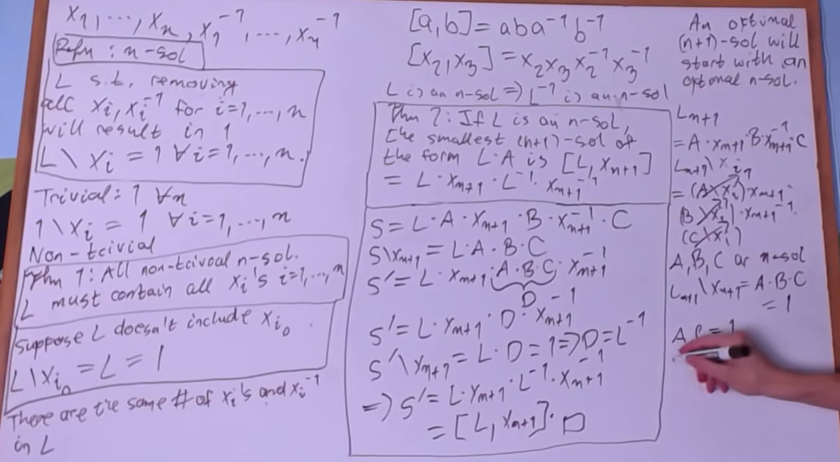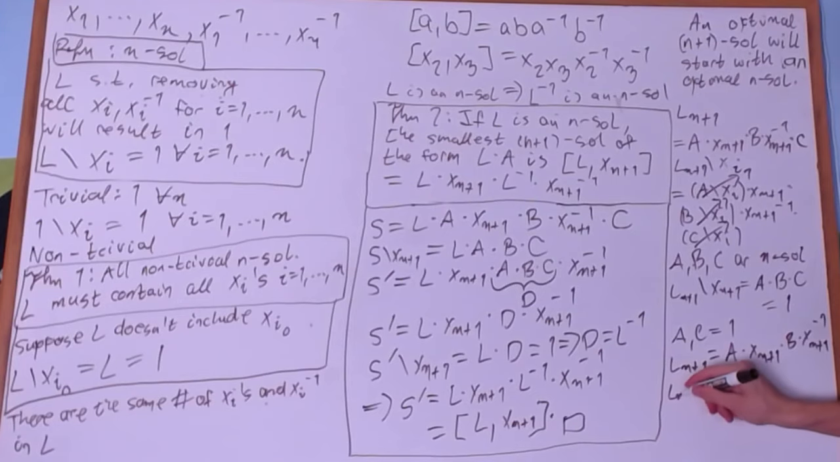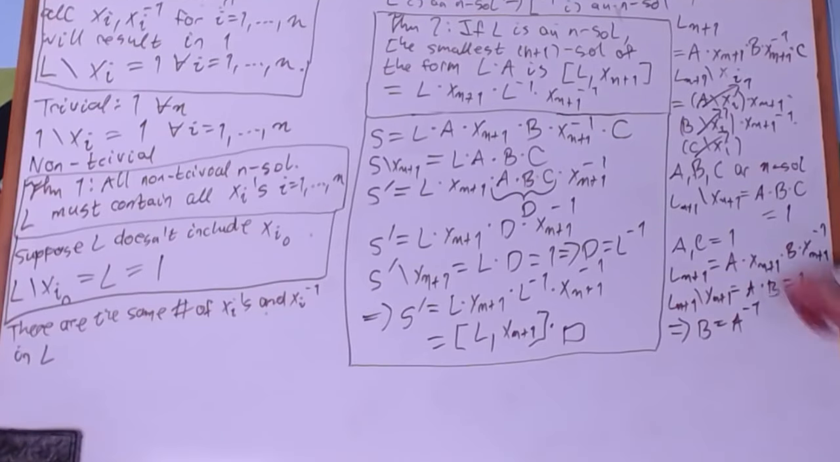And we get Ln plus 1 is equal to A times xn plus 1 times B times xn plus 1 inverse. And I think you can see where this is going. If you remove xn plus 1 from here, you get A times B, which has to be equal to 1, which means B is A inverse, which means we'll have Ln plus 1 is equal to A times xn plus 1 times A inverse times xn plus 1 inverse.